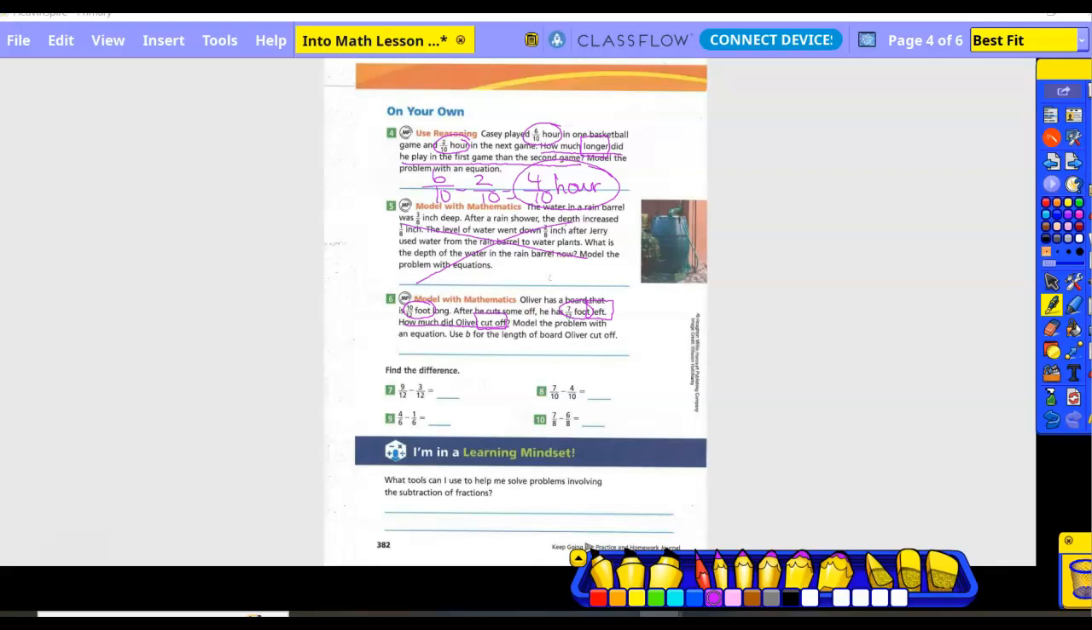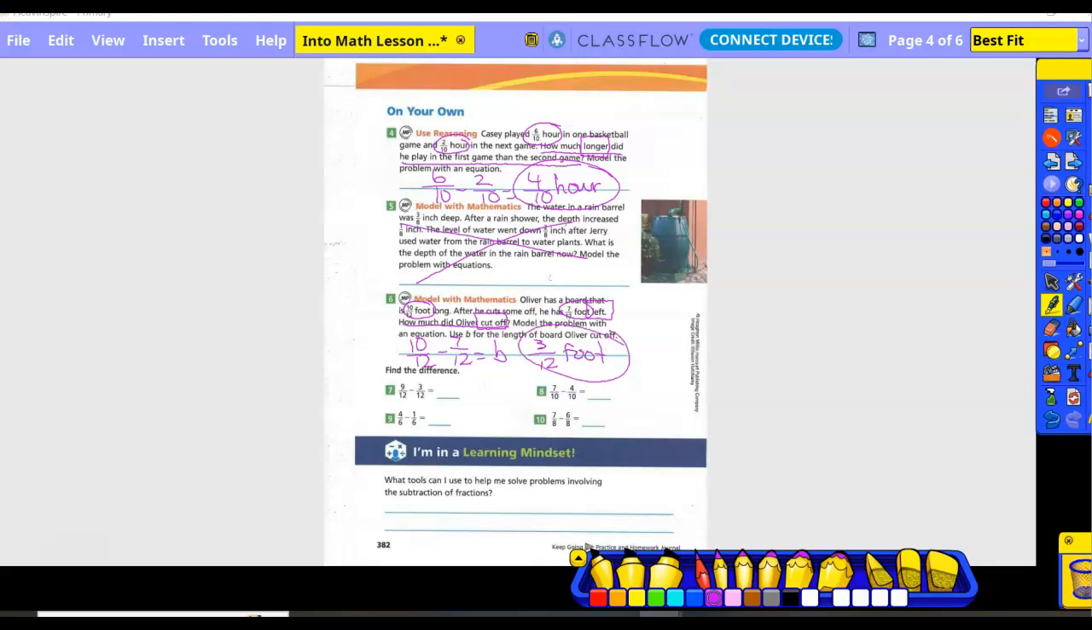Subtract. So they want us to make an equation to have B stand for the board that was left. So 10/12 minus 7/12 equals B. So what is 10/12 minus 7/12? What's 10 minus 7, guys? 3. So 3/12 of a foot.